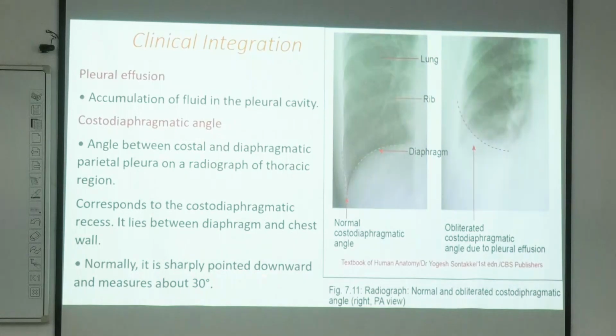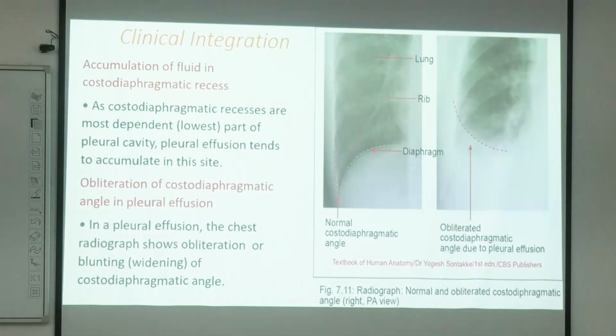And normally it is sharply pointed downward and measures about 30 degrees. This angle is known as the costodiaphragmatic angle. With accumulation of fluid in the costodiaphragmatic recess, as this is the most dependent part of the pleural cavity, pleural effusion tends to accumulate in this side and there will be obliteration of the costodiaphragmatic angle. That obliteration has occurred in pleural effusion. And in pleural effusion, the chest radiograph shows obliteration or blunting or widening of the angle.